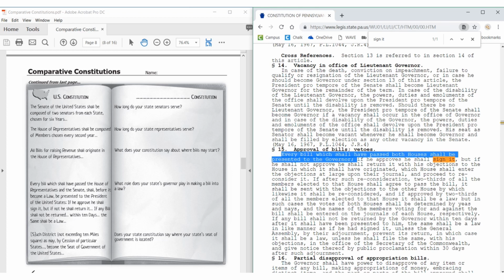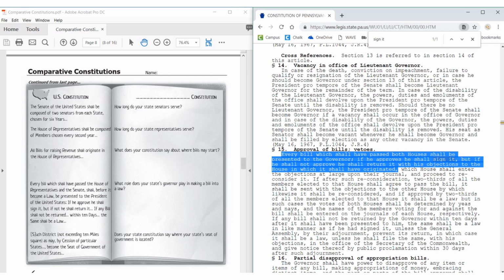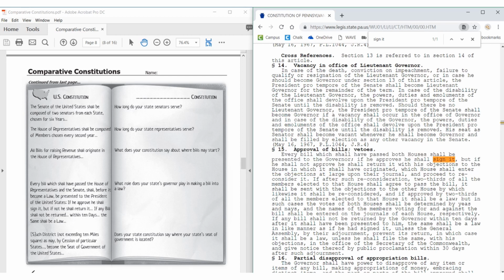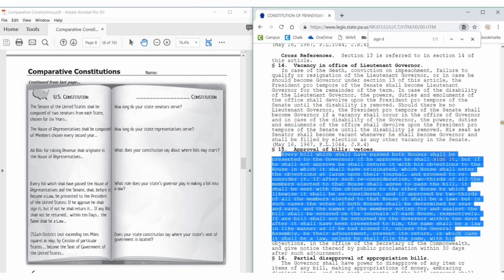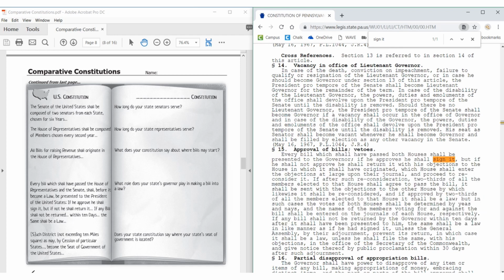Every bill which shall have passed both houses shall be presented to the governor. If he approves, he shall sign it. But if he shall not approve, he shall return it with his objections to the house in which it shall have originated. So right there, it's almost the same exact responsibilities. You can go ahead and read through the remaining paragraph there about the veto process if that is something that interests you.